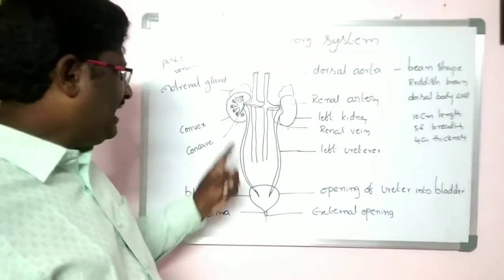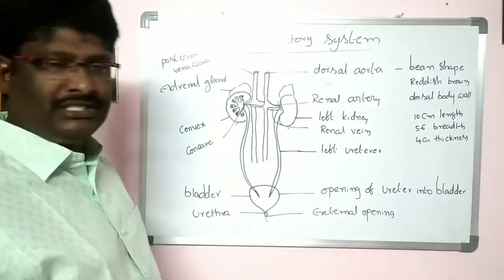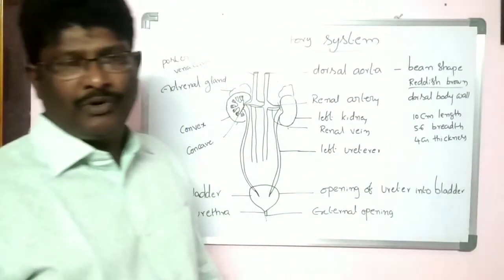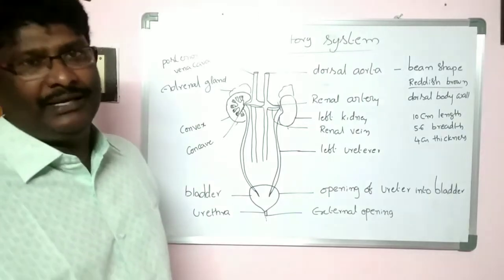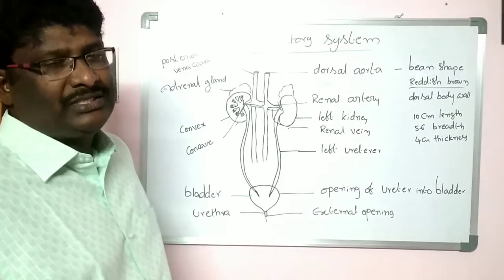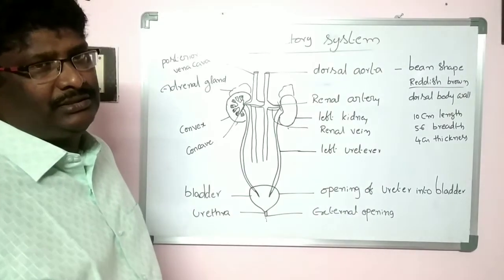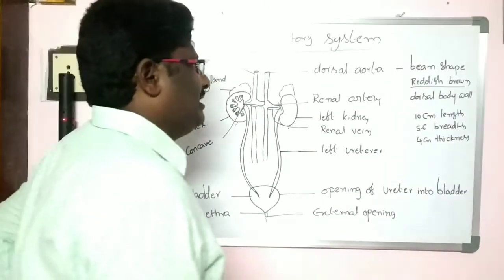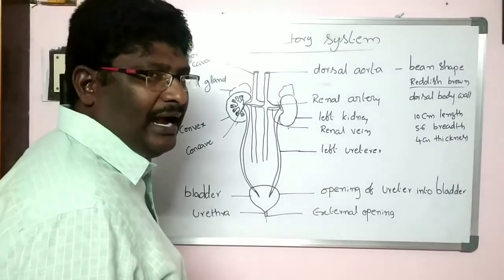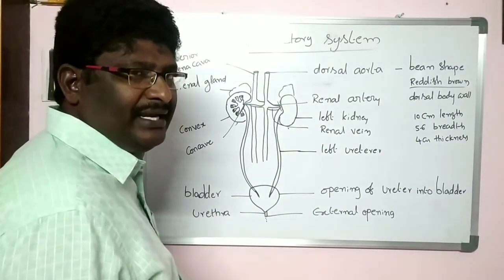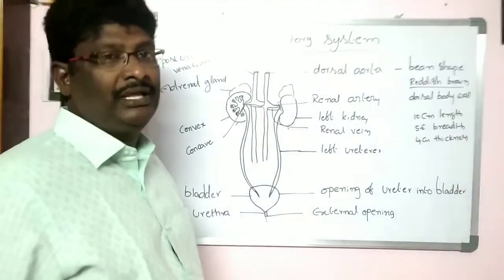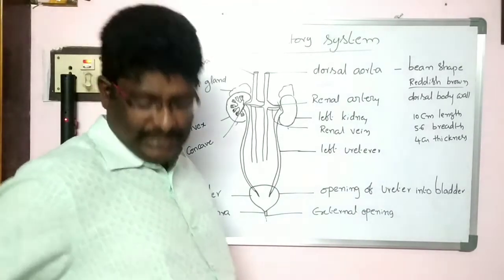The color of the kidneys is reddish brown. Where is it located? In the abdominal cavity, in the dorsal part. This is called the dorsal area. It is attached to the dorsal wall, and each kidney is arranged on either side of the spinal cord in the abdominal cavity.